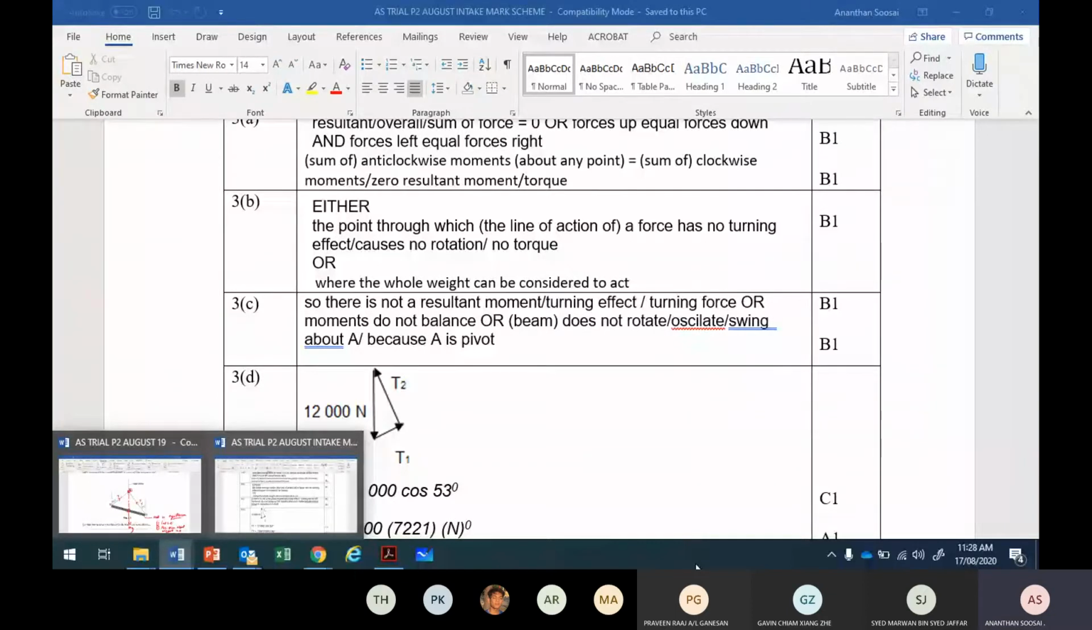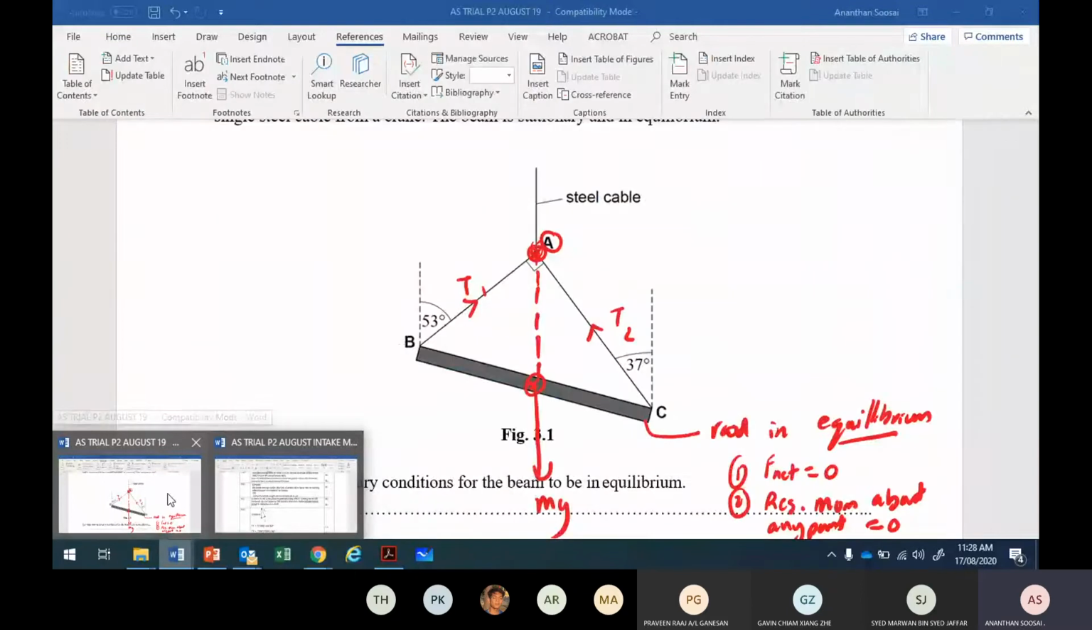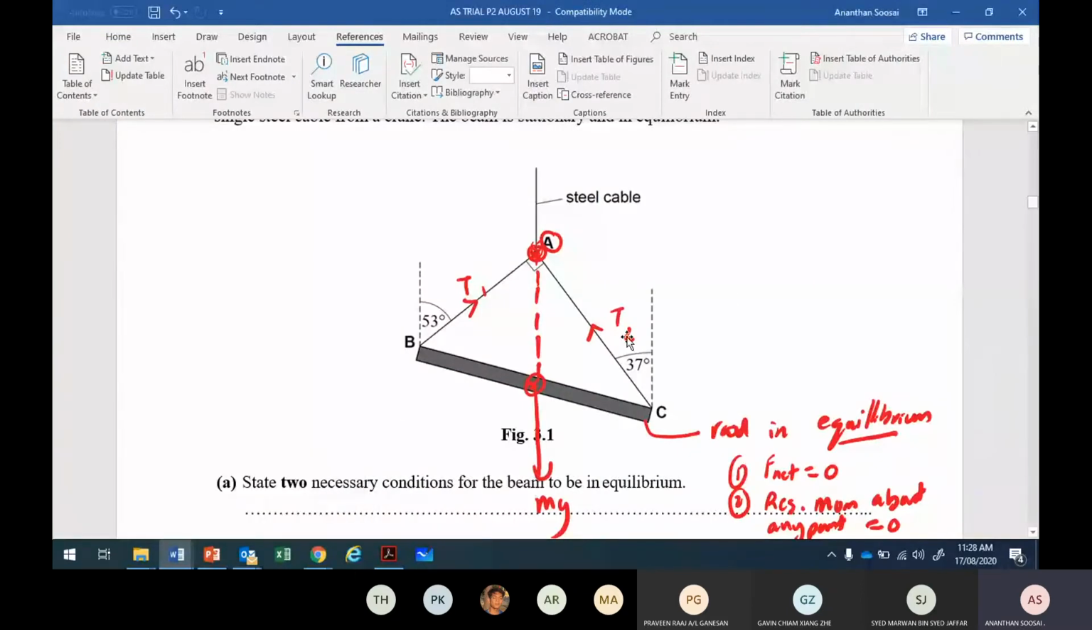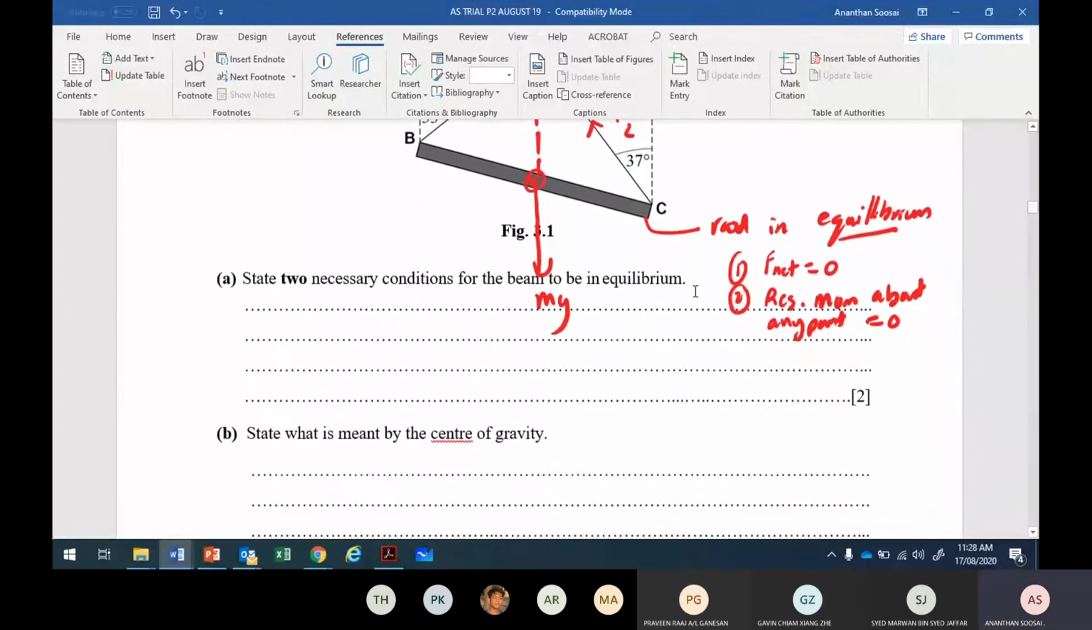So the keyword here is that for an object to be in equilibrium, the net moment must be 0. For the net moment to be 0, the lines of action of all the forces must intersect at the same point. So therefore, the center of gravity must be below A. Any other questions? Hope you understand.